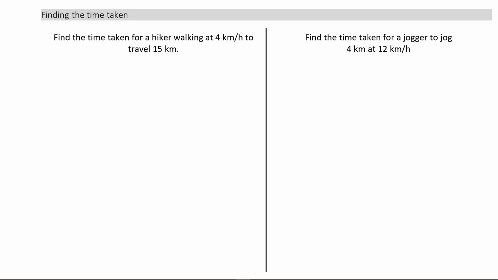Welcome to the third and final part of this lesson. We're going to be talking about finding the time taken. So let's read this question. It says, find the time taken for a hiker walking at 4 kilometers an hour to travel 15 kilometers.